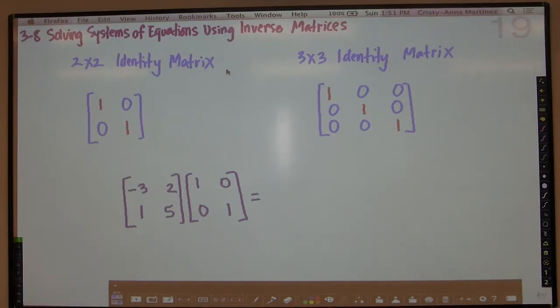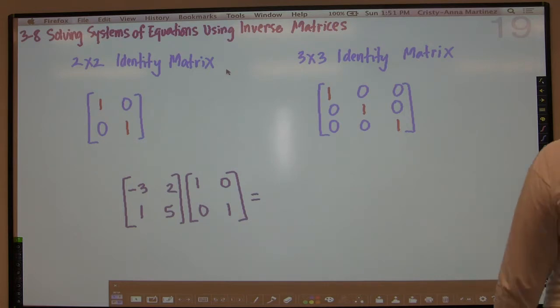This is an Algebra 2 video. It's Chapter 3, Section 8. It is the last section in this chapter, and it is solving systems of equations using inverse matrices. Before we begin, whenever you talk about inverses, you kind of have to talk about identities. And you have used several inverses and identities in your mathematical career.